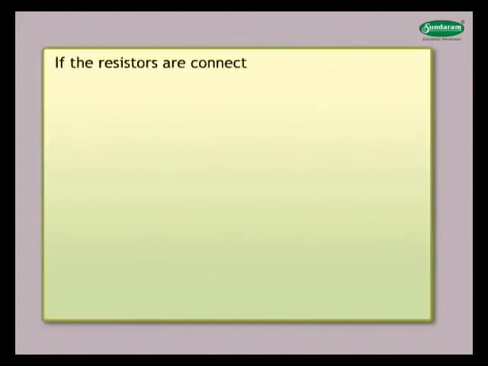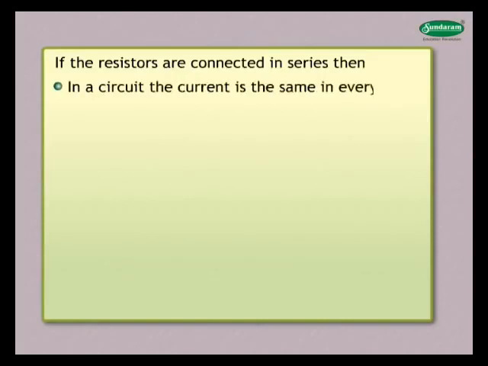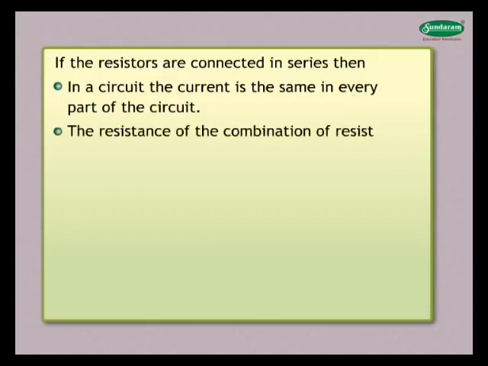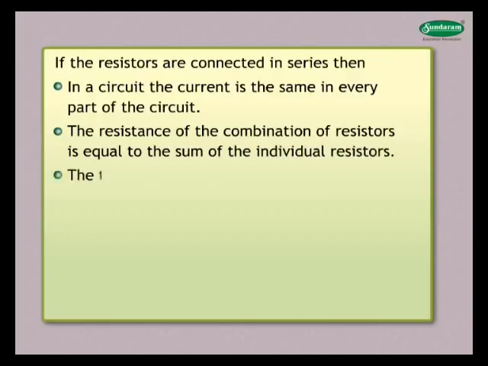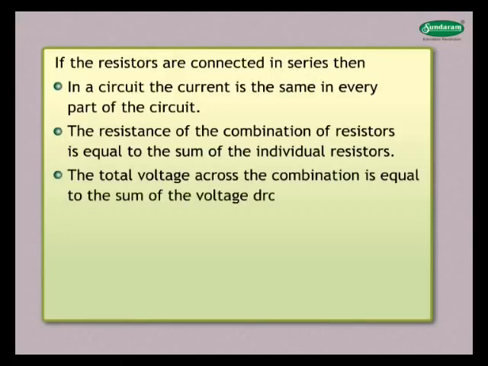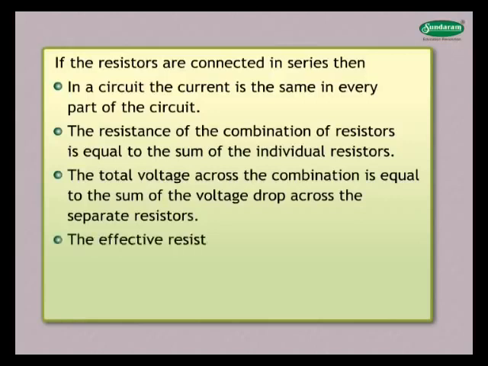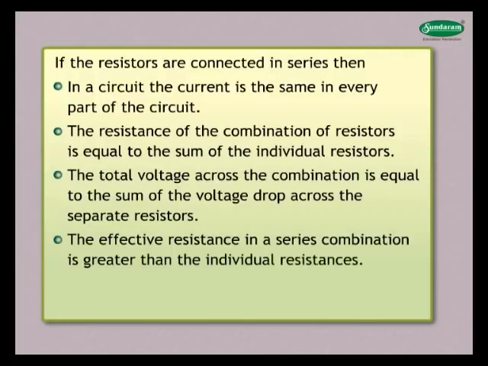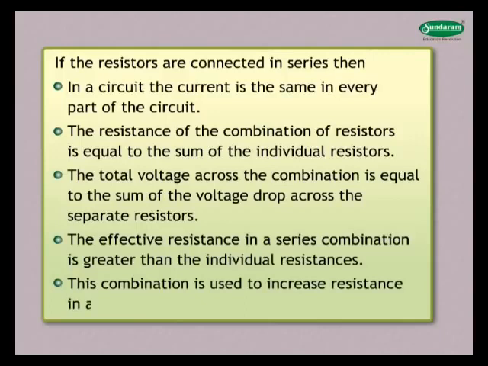If the resistors are connected in series, then in a circuit, the current is the same in every part of the circuit. The resistance of the combination of resistors is equal to the sum of the individual resistors. The total voltage across the combination is equal to the sum of the voltage drop across the separate resistors. The effective resistance in a series combination is greater than the individual resistances. This combination is used to increase resistance in a circuit.